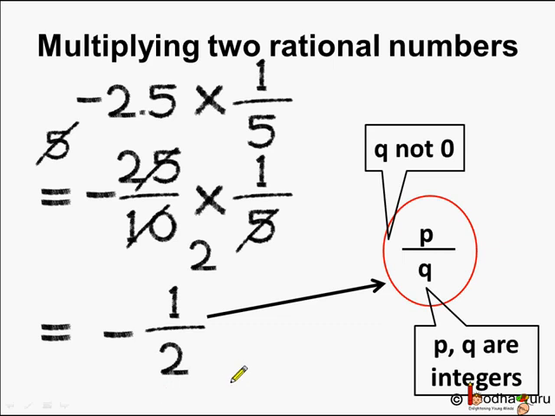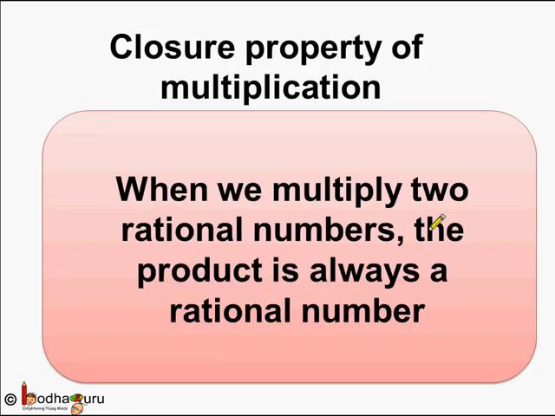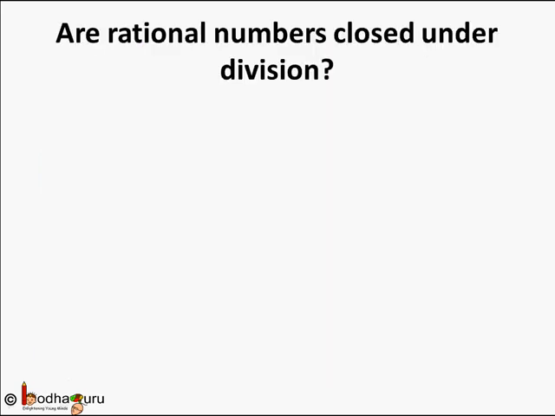What do we see here? The answer here is a rational number as it is in the format p by q, where p and q are integers. P here is minus 1 and q is 2. And as we can see, q is not equal to 0. So what can we say? We can say when we multiply two rational numbers, the product is always a rational number. This is the closure property of multiplication.